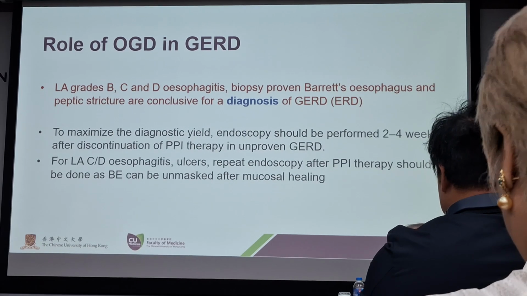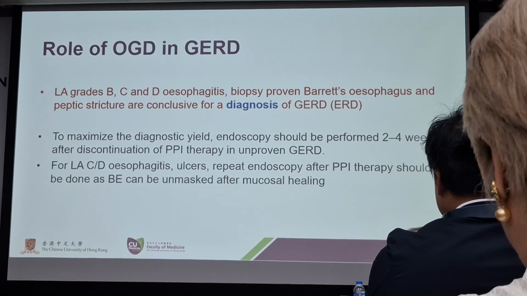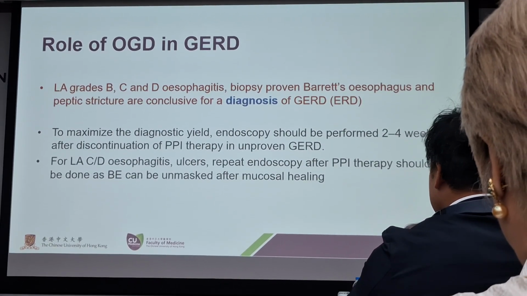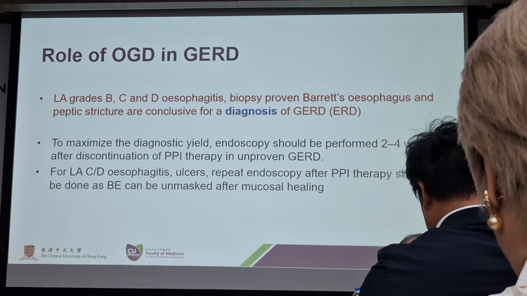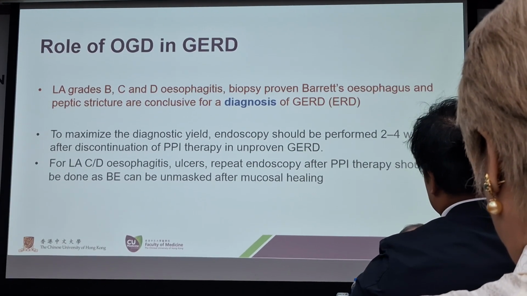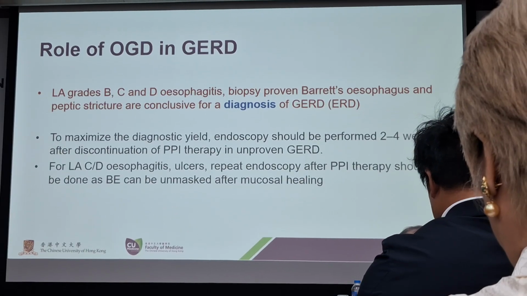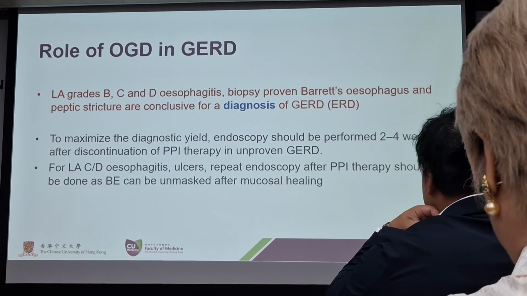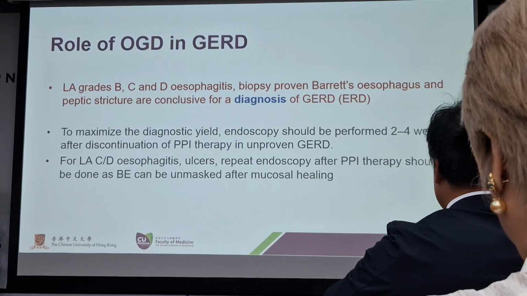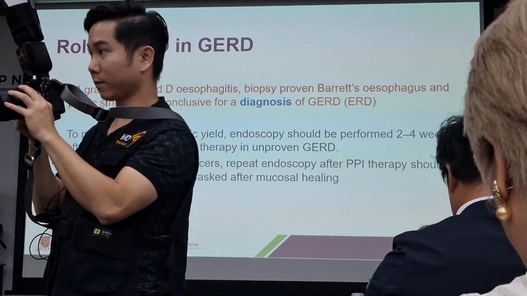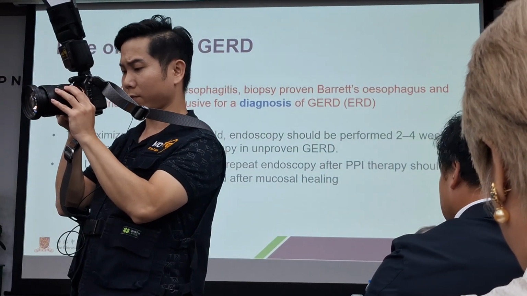And ideally, because you don't want a false negative result, you want the patient to discontinue PPI adequately before you perform the OGD. And sometimes in patients with very severe esophagitis, you could repeat the endoscopy after adequate PPI therapy, because once the esophagitis heals, it could unmask, for example, Barrett's esophagus.